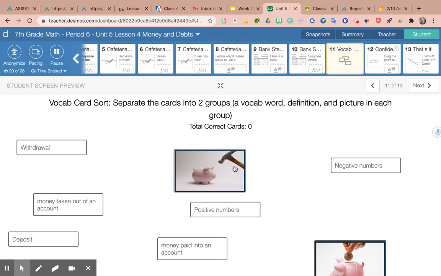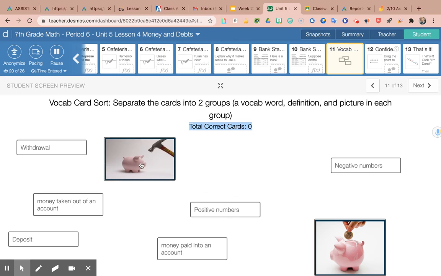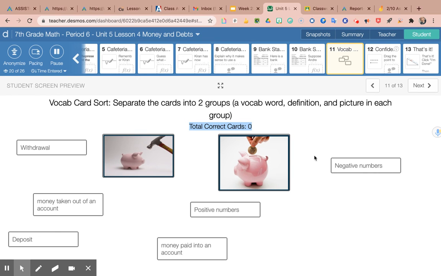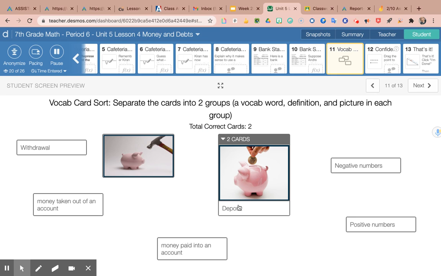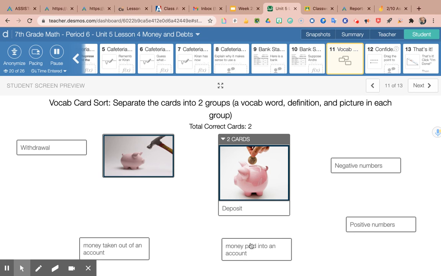And then number 11 is the last question. It says separate the cards into 2 groups. You have a vocabulary word, a definition, and a picture. You know you'll have them all correct when it says total cards correct is 8. So you want 8 cards correct. So we have a piggy bank putting money in, and then a piggy bank taking money out. So remember, putting money in was a deposit. So deposits are adding. So they're money that is paid into an account.